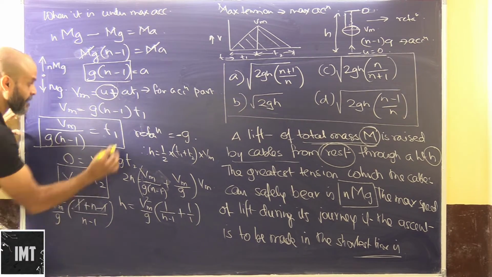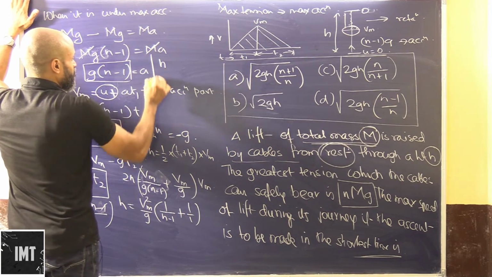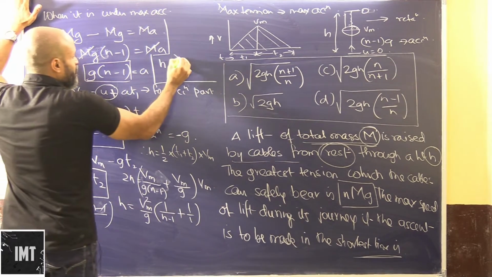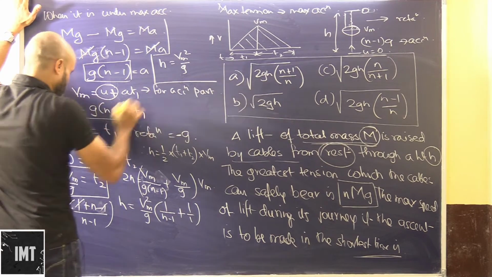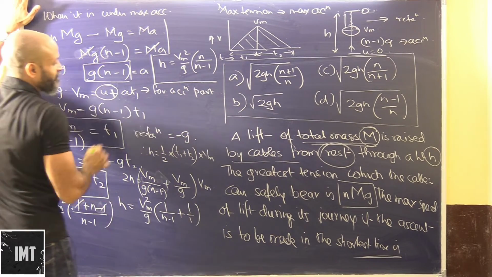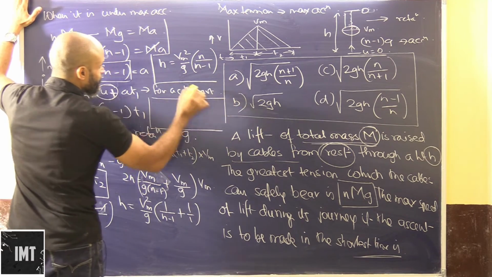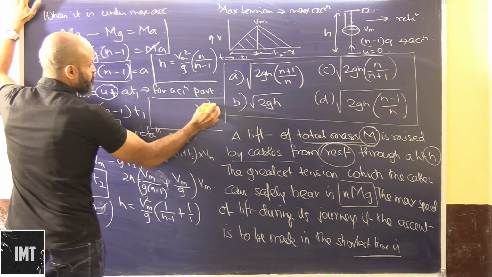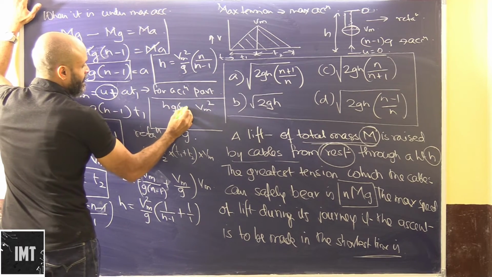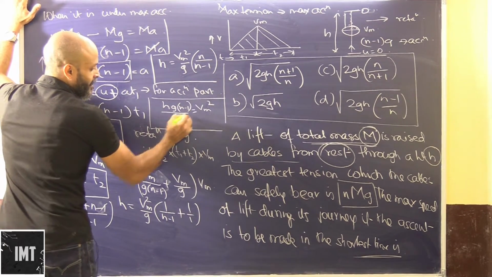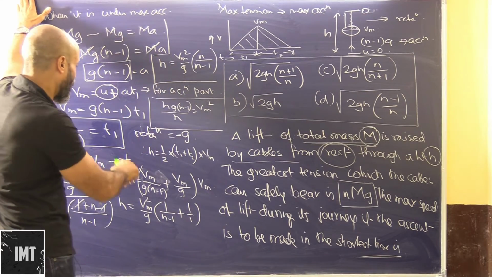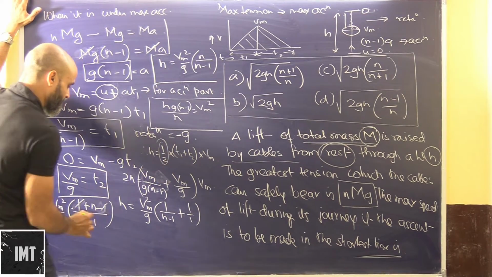So we have here H, space management. H is equal to Vm square by G n by n minus 1. Okay, so in this case we will have Vm square is equal to Hg into n minus 1 upon n. Are we getting close to any of these answers? Why are we not getting close? Oh, half. We are missing this half.